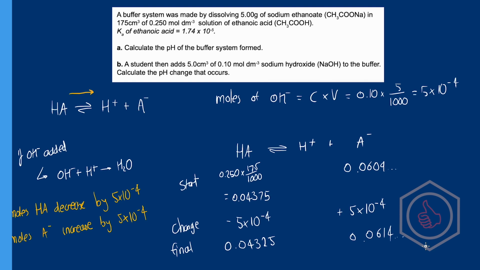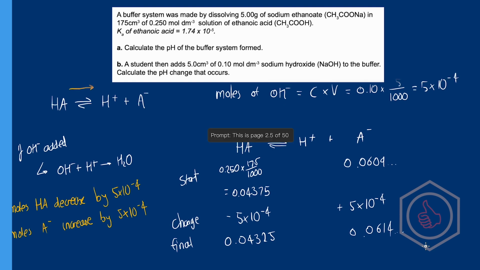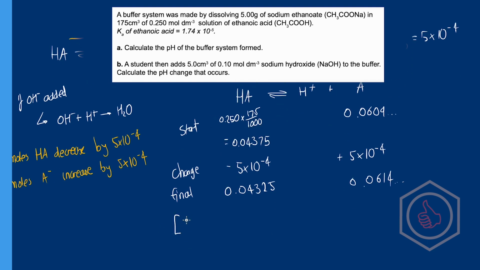Well, we're going to need these in concentration form for our Ka expression again, so the concentration is going to be moles divided by volume, so 0.04325 divided by the volume, which is now 180 divided by 1,000, because remember we've added 5 centimeters cubed of sodium hydroxide solution to our starting 175 centimeter cubed buffer solution. So that gives us a final concentration of HA of 0.240 mole per decimeter cubed.